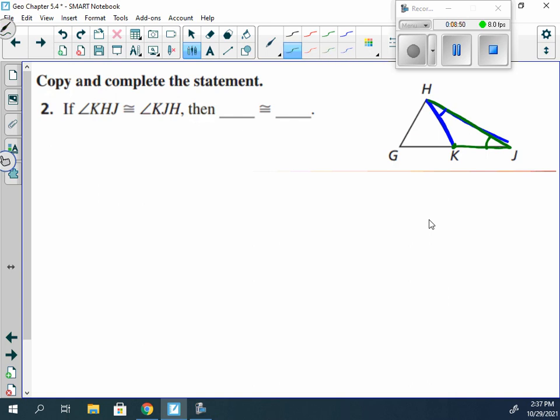Now the sides opposite them, so the sides would be KH, and the other side would be? Or JK. Yes. Any other questions on this here?